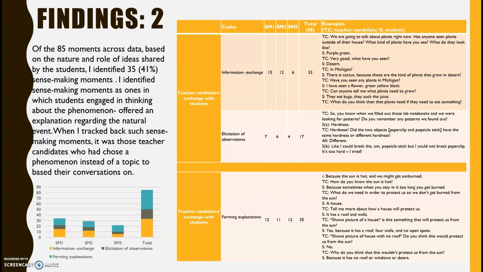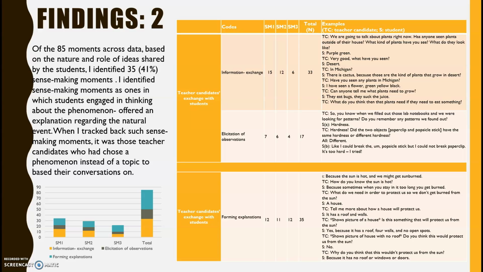So we defined sense making movements as movements in which students were offering some kind of explanation to the natural event that was posed. So if it was moon phases, they were trying to offer some explanation to why moon phases happen, or they were trying to articulate in some way how seasons are changing. So there was at least some exchange that talked about cause and effect relationship.